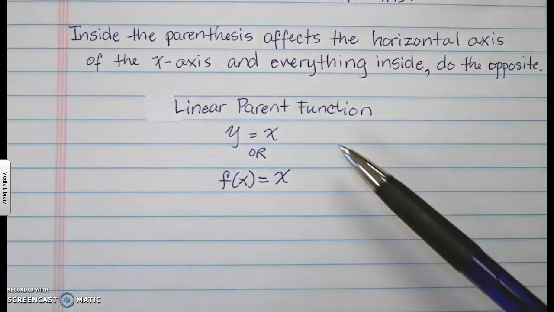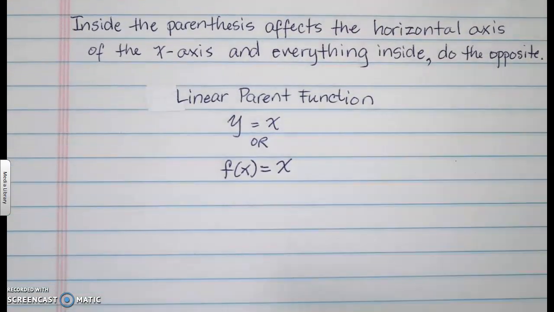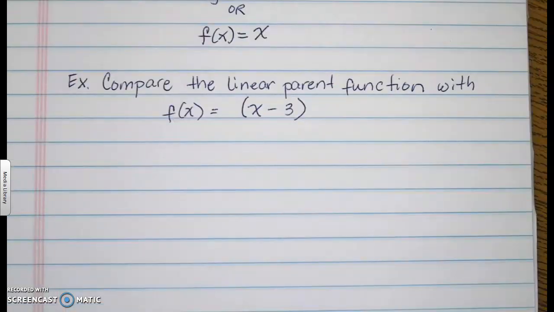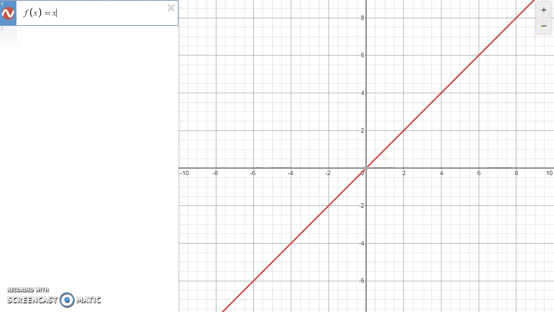The linear parent function is expressed in the equation y equals x, or f of x equals x. So from this parent function, let's have some examples where I am going to horizontally shift. All right, my first example says, compare the linear parent function with f of x equals parentheses x minus 3. So let's go ahead and examine what this will look like on our Desmos. So f of x, you can also type y if you like. f of x equals x. That's your parent function.